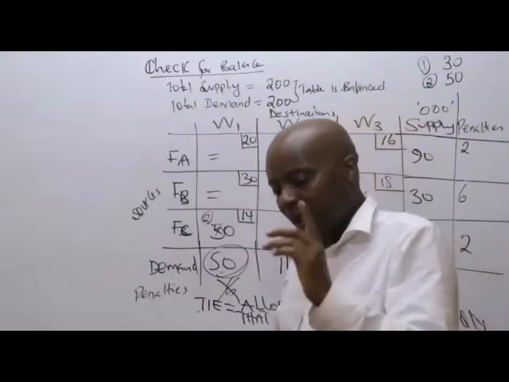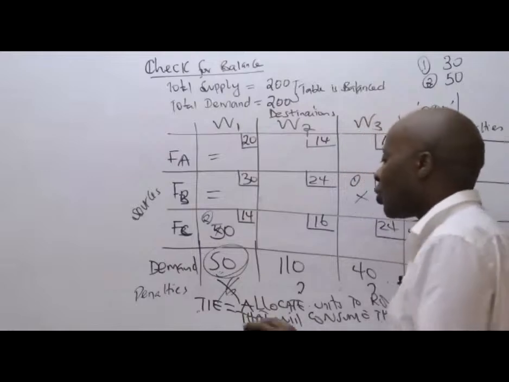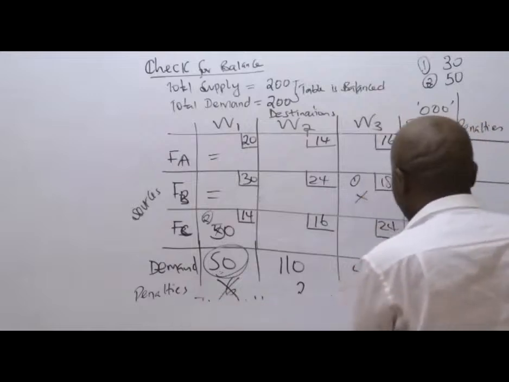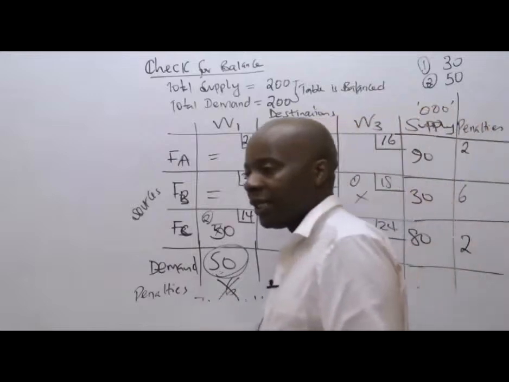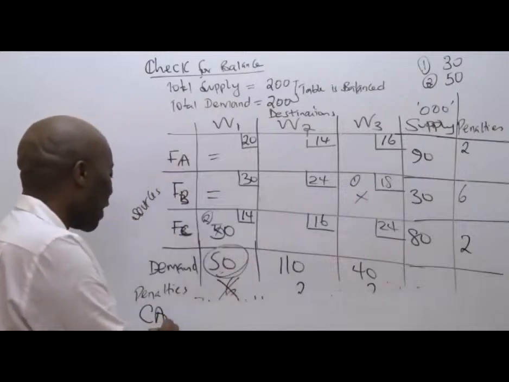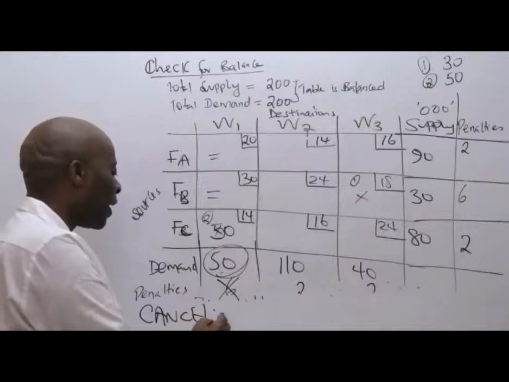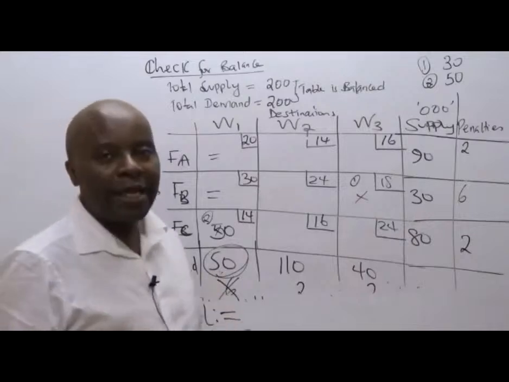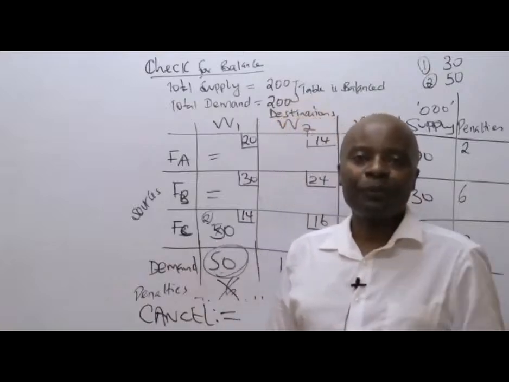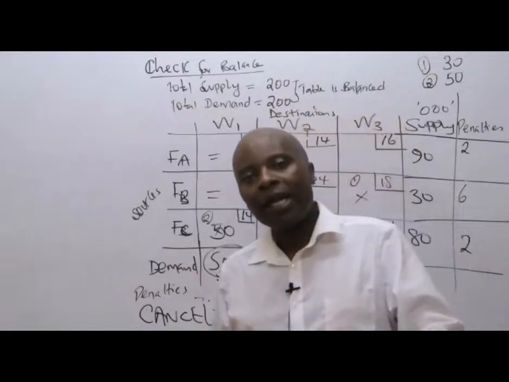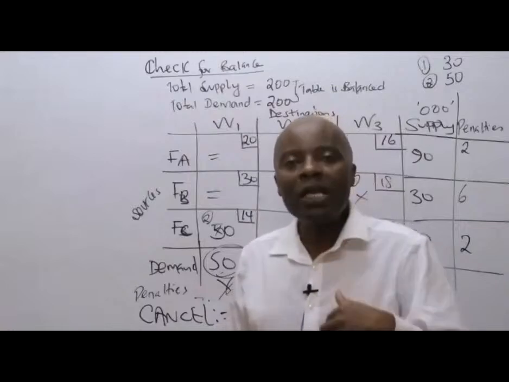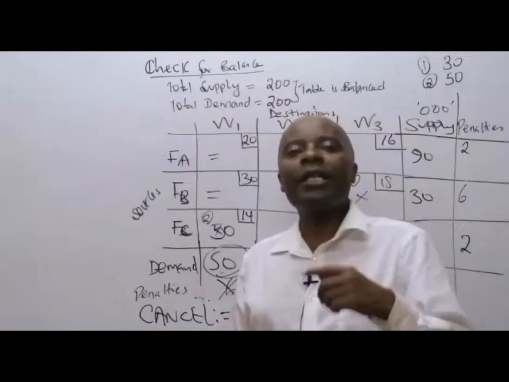Now, ladies and gentlemen, listen. When you cancel a penalty, there is a rule. Anytime you cancel a penalty, there is a rule which is very important. Whenever we cancel a penalty, always recalculate penalties for the entire table afresh. I'm repeating again, that whenever you cancel a penalty, recalculate penalties for the entire table afresh.